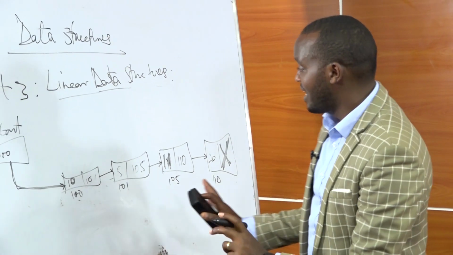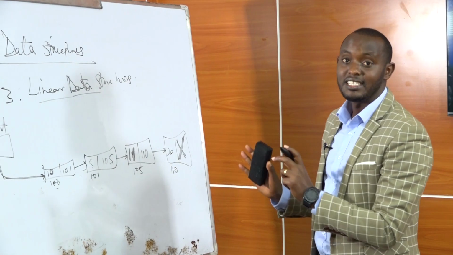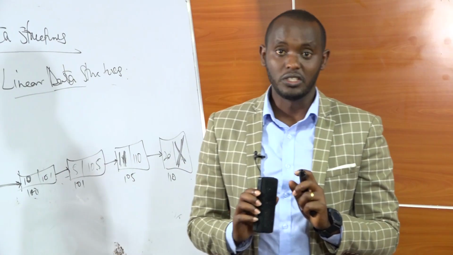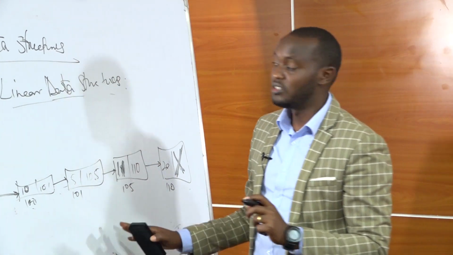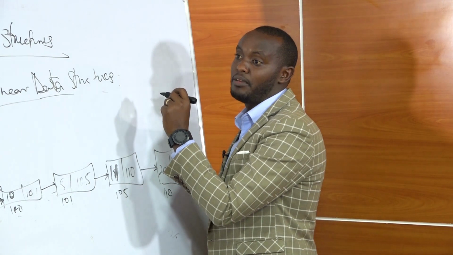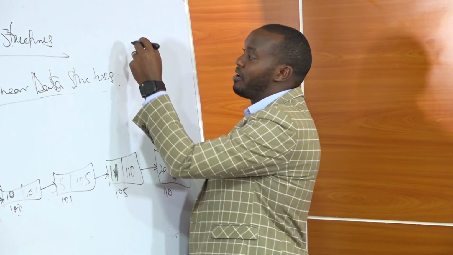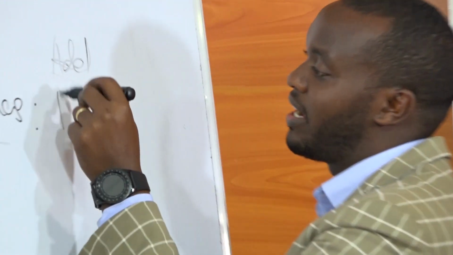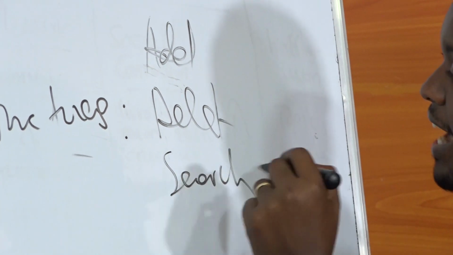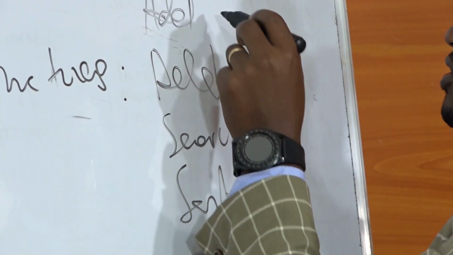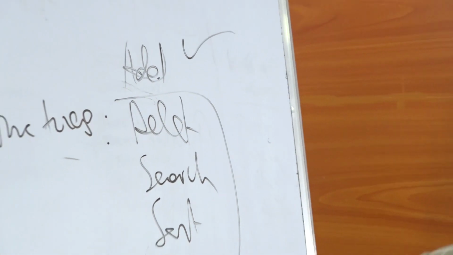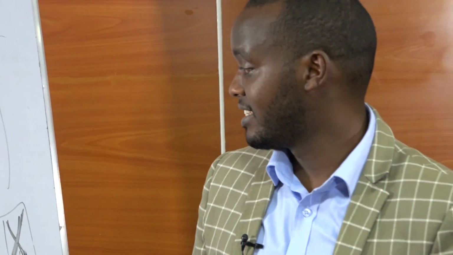So now, this is how a single linked list is created. Now we are going to see how we can apply operations on this single linked list. Remember, let's recall the operations that can be applied on a linear data structure. We can add an item, delete an item, search for an item, and sort items. Let's work on the first operation, and the rest will be considered next time.